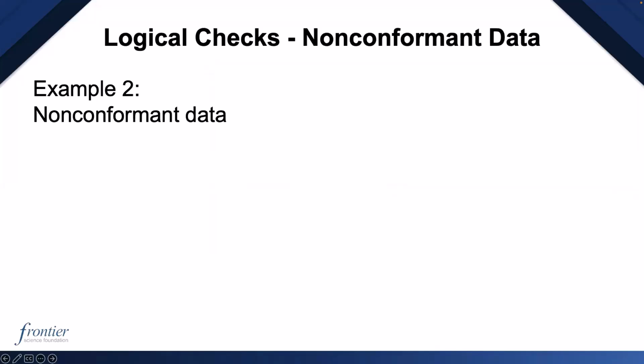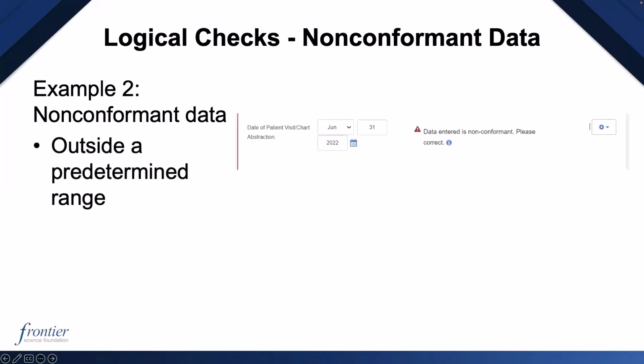So in addition to being triggered for missed data and failed logical checks, system queries can result from non-conformant data being entered. And when data are marked as non-conformant, it just means that they were entered in a format that the database can't accept. So here's an example of non-conformant data. It's a date that's been entered outside of a predetermined range. For example, June 31st is non-conformant because June only has 30 days, so there is no June 31st option in the database, and it's going to be unrecognized by the system.